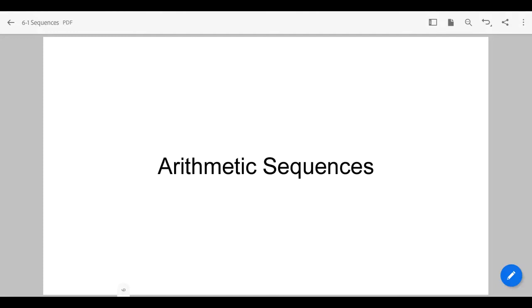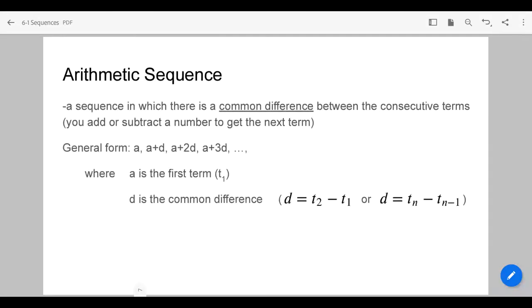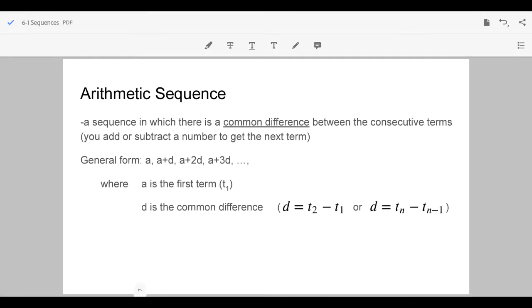Now we'll take a look at arithmetic sequences. These are sequences in which there's a common difference between the consecutive terms, meaning that you add or subtract a number to get to the next term. So generally it's the first term, whatever it happens to be, which we write as A, and then whatever that common difference is, D, we add D to get to the next term.